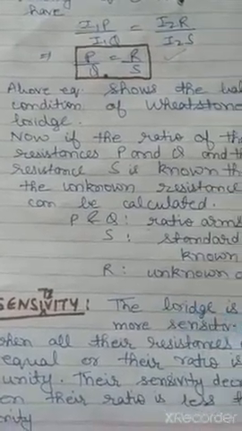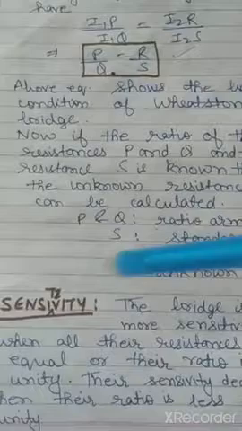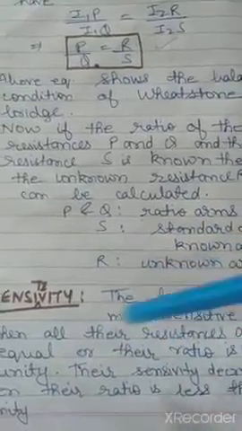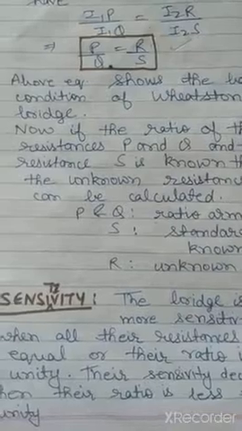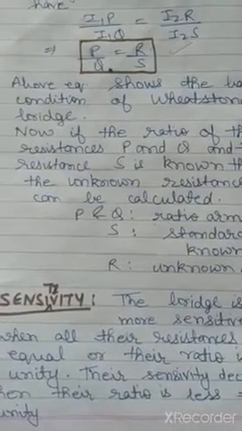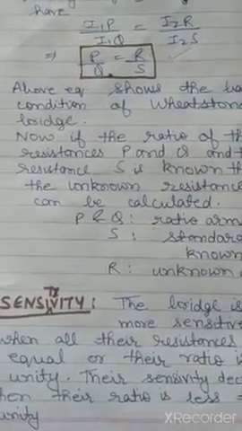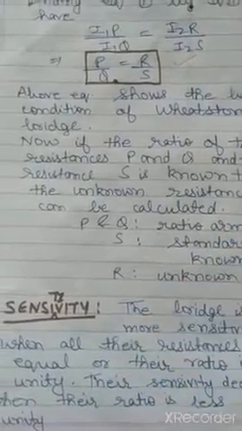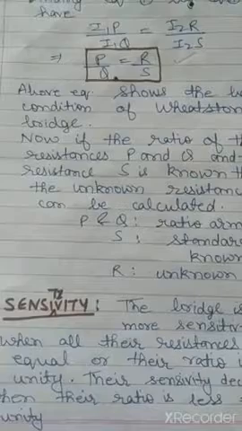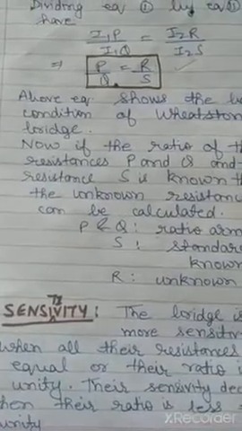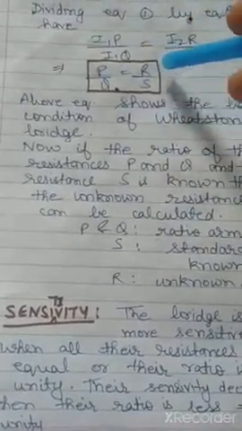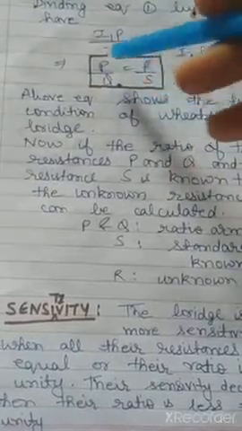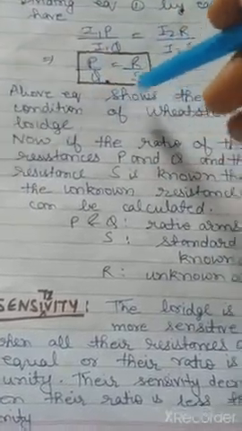So the bridge is maximum sensitive when all the resistances are equal, or their ratio is unity. In that case it will have maximum sensitivity, and the sensitivity will decrease if the ratio is less than unity. So this is the topic about the Wheatstone bridge, and this is the balance condition. Under balance condition, the ratio of the resistances will be equal: P by Q will be equal to R by S.